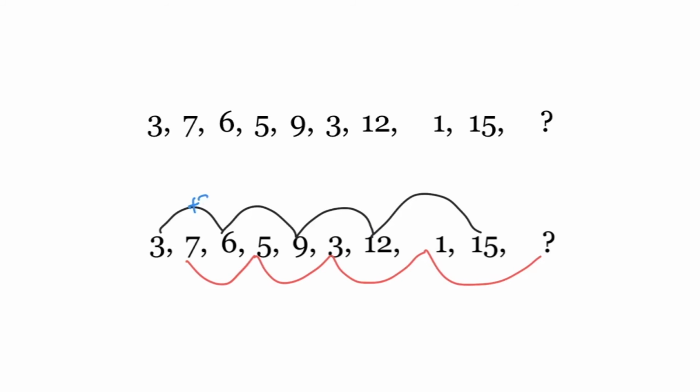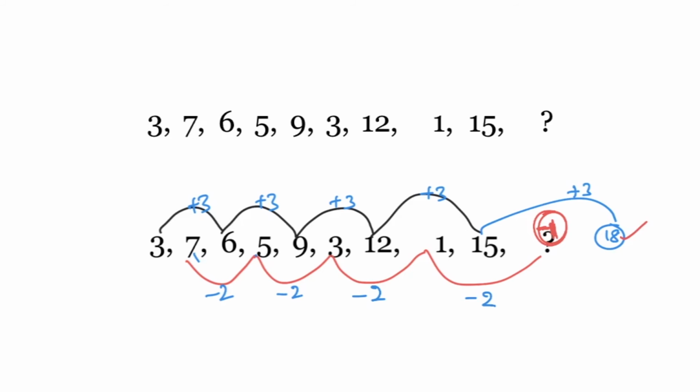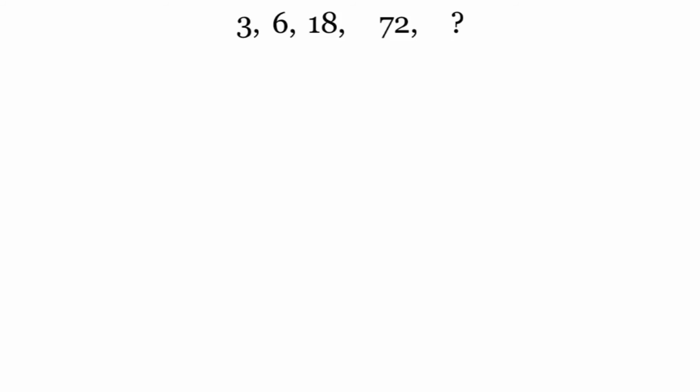And 3 plus 3 is 6, 6 plus 3 is 9, 9 plus 3 is 12, 12 plus 3 is 15, 15 plus 3 is 18. 7 minus 2 is 5, 5 minus 2 is 3, 3 minus 2 is 1, 1 minus 2 is minus 1. So missing term is minus 1. After minus 1 it would be 18, but requirement is minus 1. Answer is minus 1.